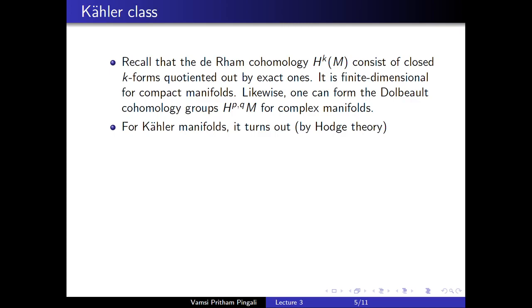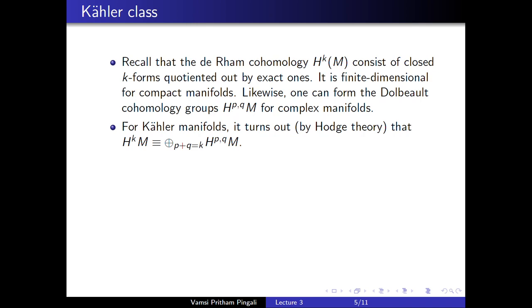But anyway, it turns out for Kähler manifolds, these Dolbeault and de Rham cohomology groups are very strongly related to each other. A priori, it's not clear that they should be related, right? But it turns out, if you know all the Dolbeault cohomology groups, you can compute the de Rham cohomology groups, because H^k is simply the direct sum of H^{p,q}, where p plus q equals k. This relation seems natural enough, but it's not true in general unless your manifold is Kähler.